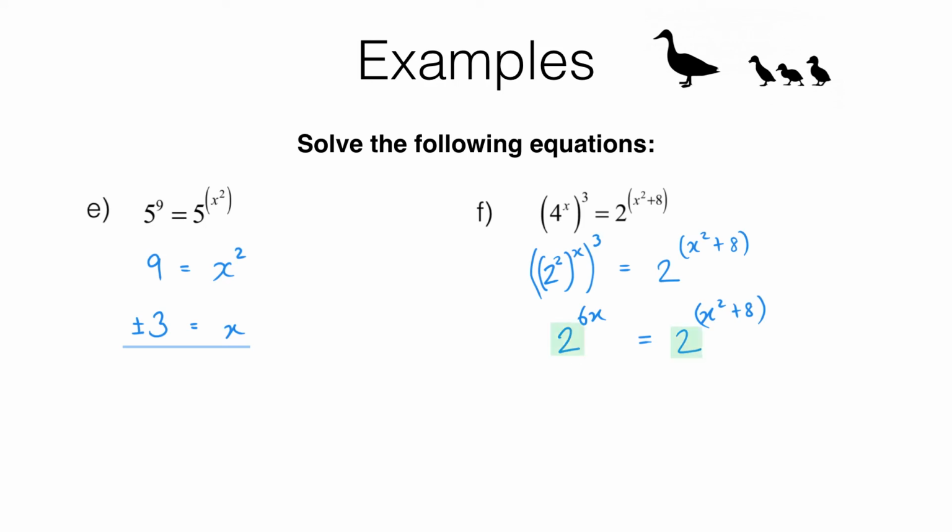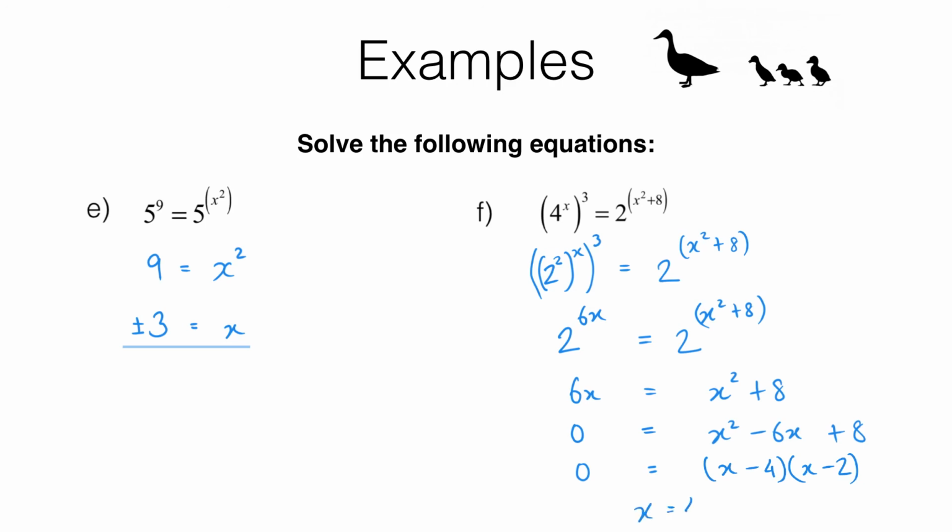Now we've got the same base, so we can just equate the indices. 6x equals x squared plus 8. If we subtract 6x from the left and the right-hand side, you'll see we've got 0 equals x squared minus 6x plus 8. And that is a quadratic we can factorize. We get (x minus 4)(x minus 2). And this has two solutions. We've got x equals 4 and x equals 2.